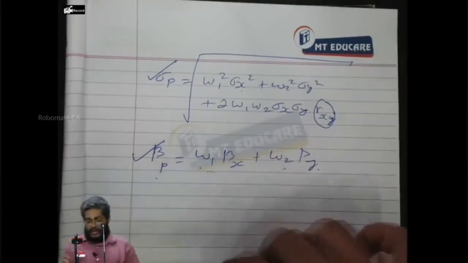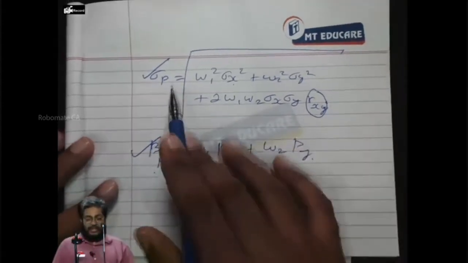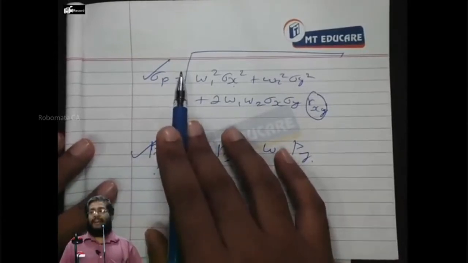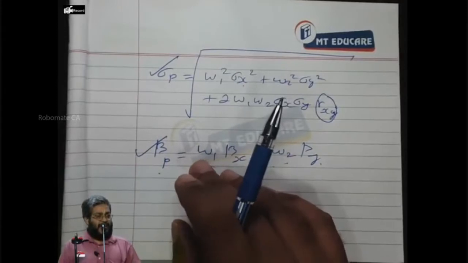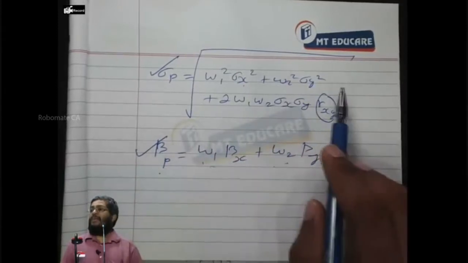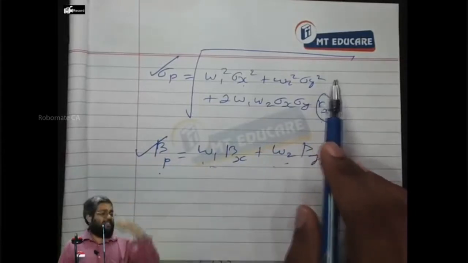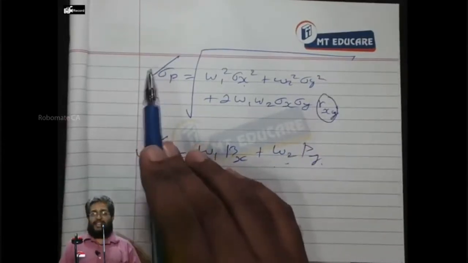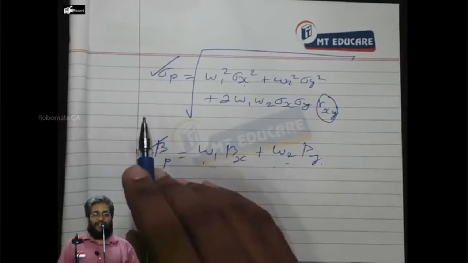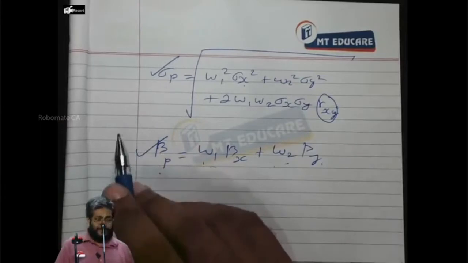Now, the question is, portfolio standard deviation is not equal to the weighted average standard deviation of individual securities. Right or not? It can be weighted average only when the correlation is 1. Otherwise, portfolio standard deviation is not equal to the weighted average standard deviation of the individual securities. That you are all following or not?